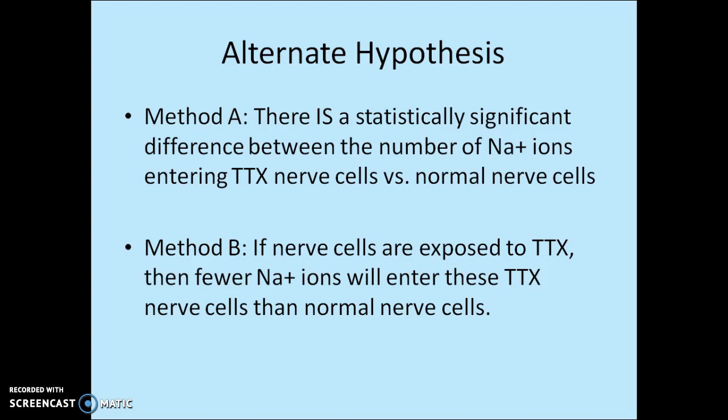Method B is putting that alternate hypothesis in if-then format and actually making a prediction for the experiment. So here we have if nerve cells are exposed to TTX, then fewer sodium ions will enter these TTX nerve cells than normal nerve cells. So you can pause the video if you need to write this down. Okay.